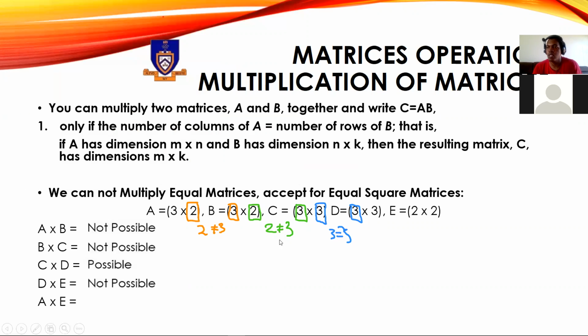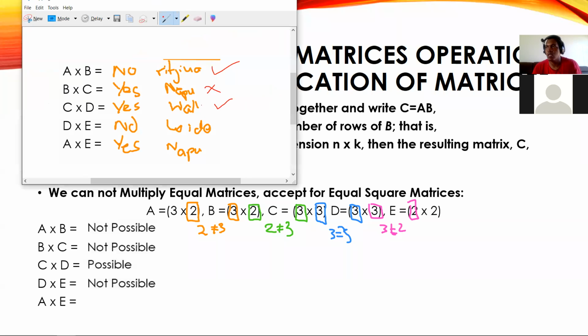And then we proceed. D and E. So for D and E, we follow the same rule. It may look boring, but this is important to check, otherwise it will be a problem later on. So 3 is not equal to 2, so this one is not possible. And if I check over here with Reuther, that is correct.